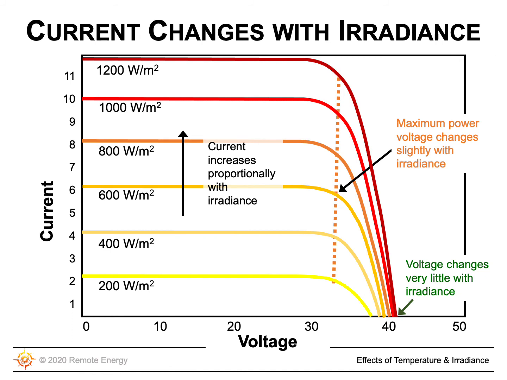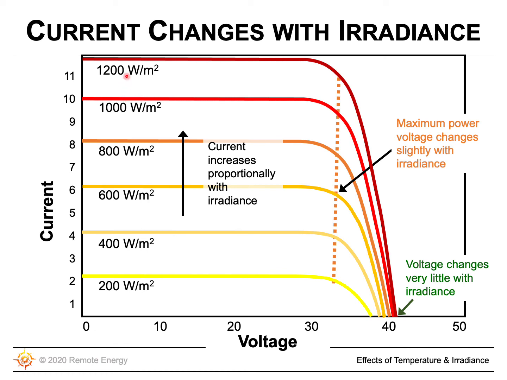Next, we are going to look at how current changes with irradiance. So we are showing a lot of IV curves here, and we're going to start with the one that's 1,000 watts per meter squared. So current is really the big factor that changes when irradiance changes or sunlight intensity changes. So 1,000 watts per meter squared would be a bright sunny day.